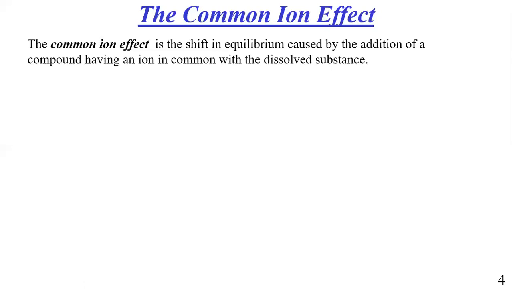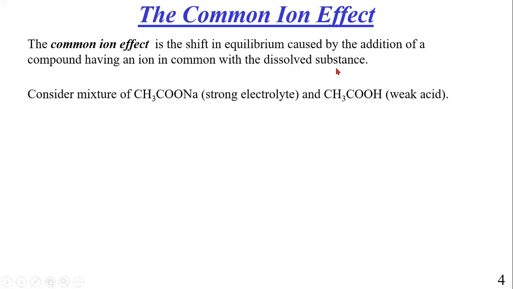Okay, this is the common ion effect. A common ion effect is a shift in an equilibrium, which is caused by the addition of a compound having an ion, or a common ion, with the actual dissolved substance. What do I mean by that? If I already have acetic acid, and I mix with it, let's say, sodium acetate, you all know that sodium acetate is a strong electrolytic salt, so it splits up completely.